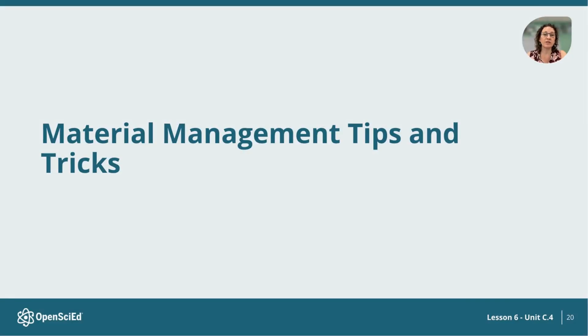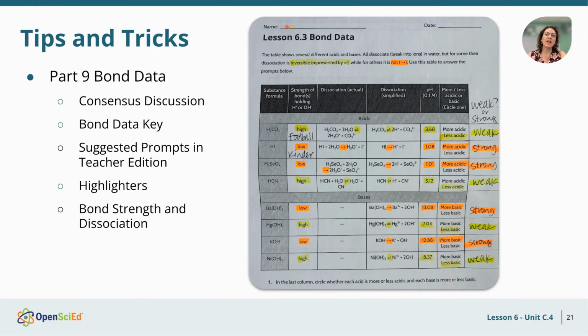Now for a few tips and tricks. In Part 9, you'll be leading a consensus discussion to help your students analyze the data on acids and bases. Look for the bond data key, along with the suggested prompts in the teacher's edition for Part 9, to help your conversation. I have my students grab 2 different highlighters to identify and mark the patterns that they see in the bond data as we're talking. I also project my copy to help the visual learners follow along and make the connections.